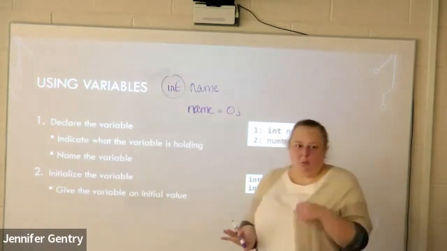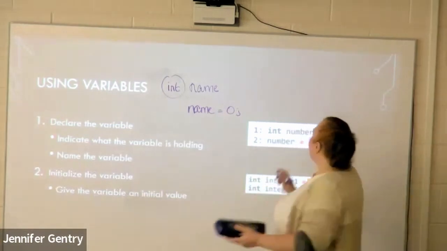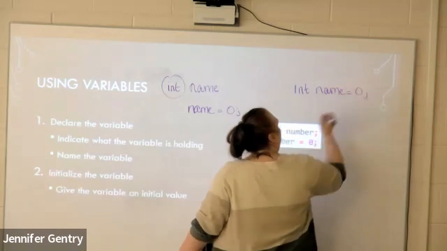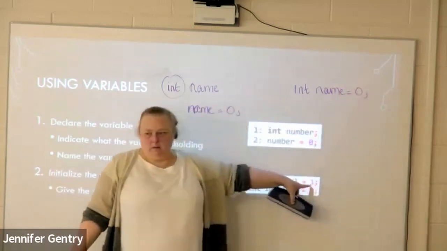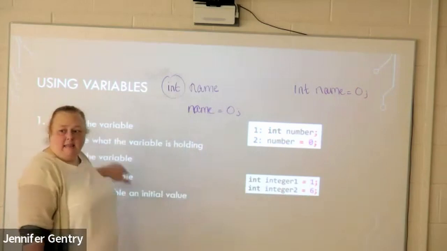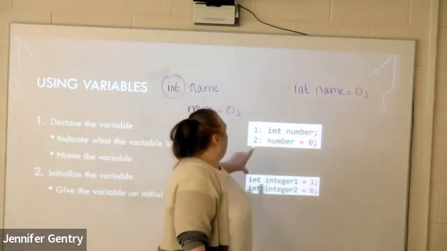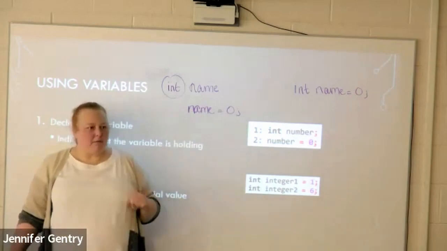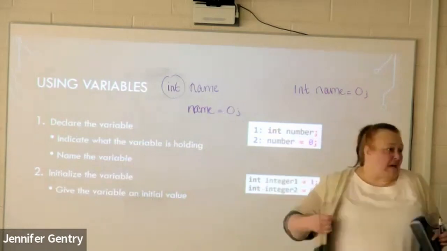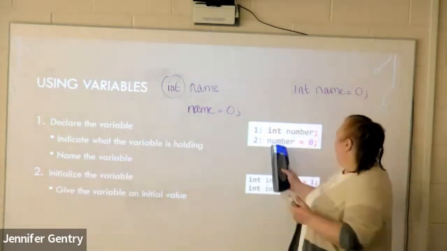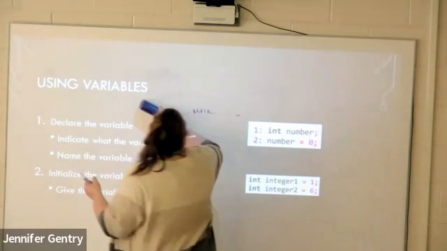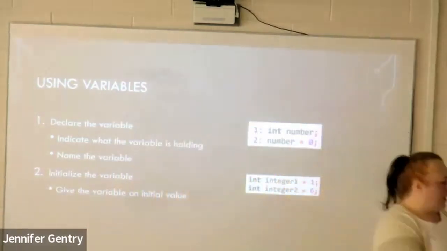You can also do it all on one line. So I can say int name equals zero. Like here, int integer one equals one, int integer two equals six. This is doing both steps at the same time. They're both okay. They're both correct. You may have a reason why you want to do one or the other. Does it matter? No. Both are correct. Again, there's not a solid answer for every single thing. Does that make sense? Okay, cool.